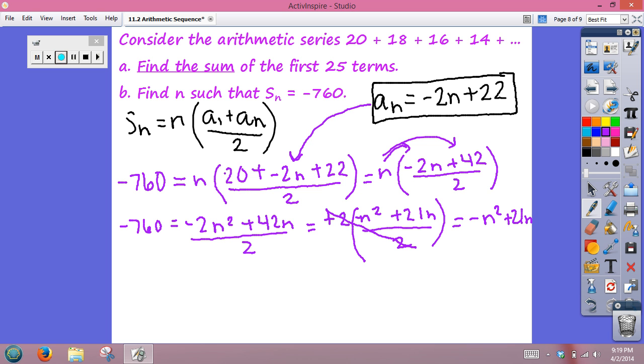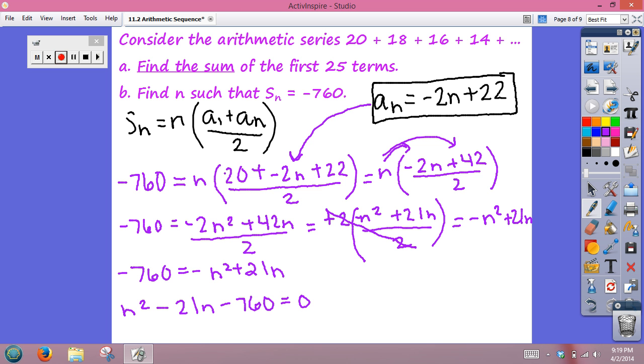So now what we can do is put this into a quadratic equation. I know we dread these types of problems, but we're going to have to face it sometime. So we get negative 760 equals negative n squared plus 21n. Moving these over to the other side, we're going to get n squared minus 21n minus 760 equals 0. We need to factor this equation.